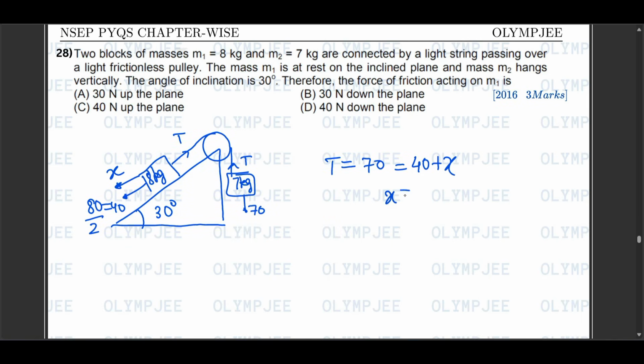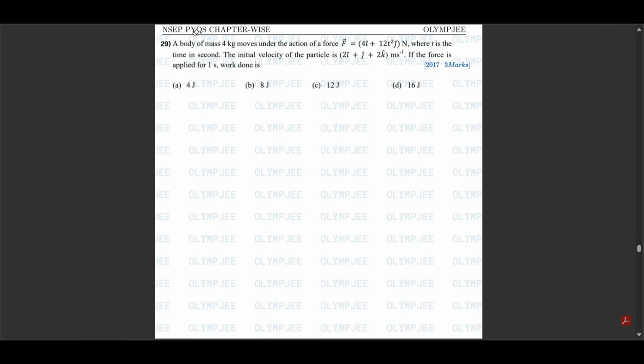So X will come out as 30 newtons down the plane. So the answer is option B. This was an easy question.